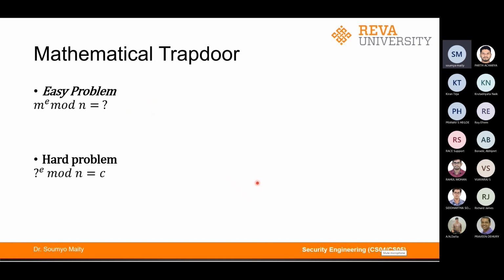Now we know the mathematical trapdoor function. Another good mathematical trapdoor function we have just seen: m power e mod n is very easy to calculate. m is a number, e is a number, and n is another number. If we know the three numbers, it's very easy to calculate the value. But it is almost impossible, a very hard problem, if we know this value c but we do not know the value of m. If we know the rest of the values, e, n, and c, can we find m?